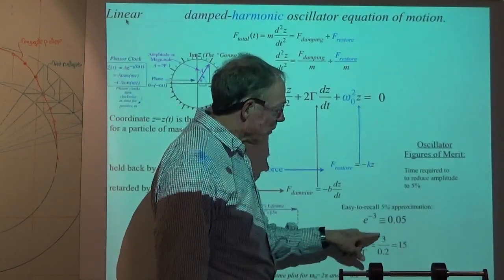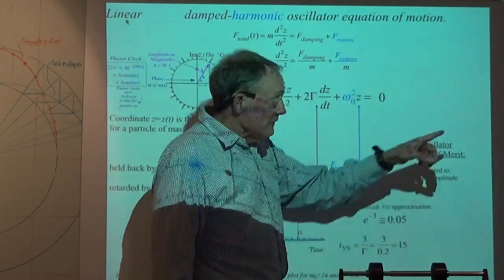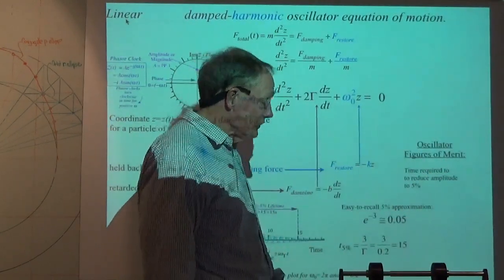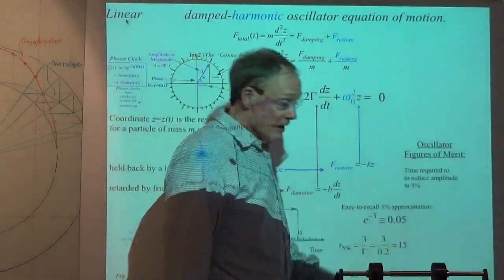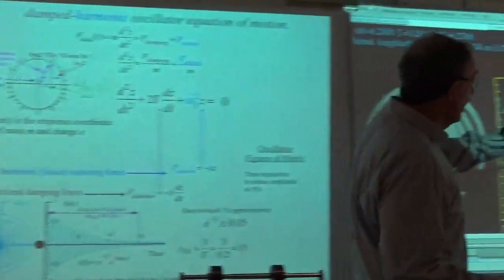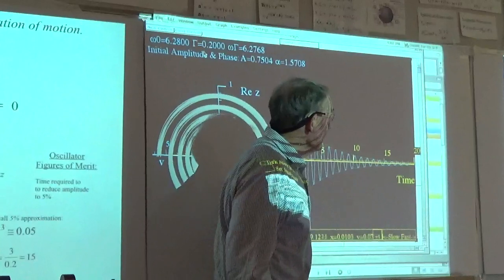3 over gamma, 3 over 0.2 in this case. So when that thing got down to 5% of its original amplitude, it was 15 seconds. And that's what we're talking about at the 15 mark here, right? But still, you don't see the frequency moving even a pixel.